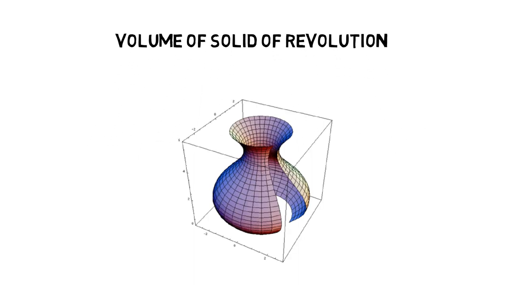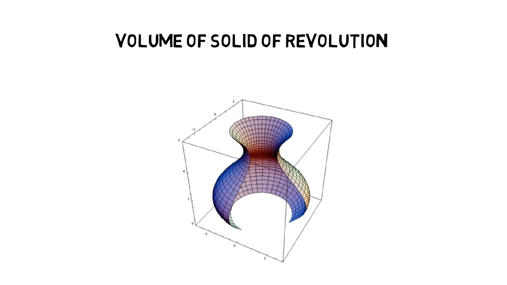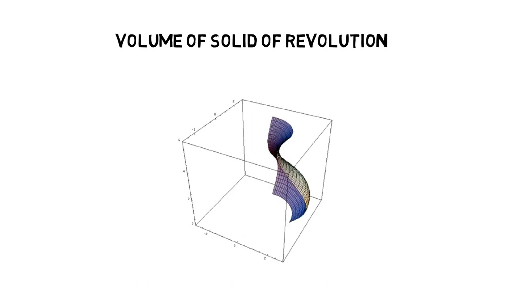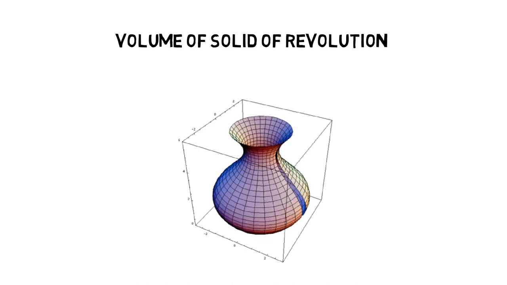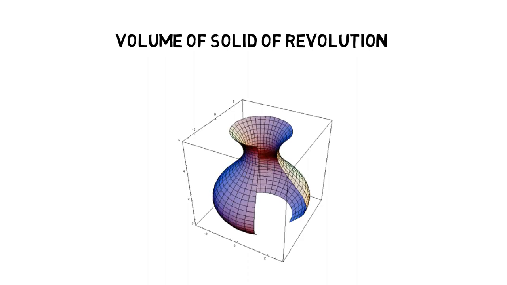In mathematics, engineering, and manufacturing, a solid of revolution is a solid figure obtained by rotating a plane curve around some straight line or axis that lies on the same plane. The volume of the said solid can be determined using integration.